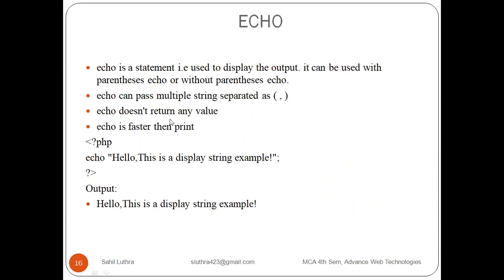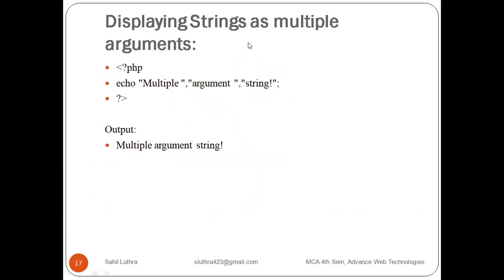And the last one is echo is faster as compared to print. If you use print in PHP, then it will give you the result in some time. But if you use echo in PHP, then it will give you a faster result. So we can say that echo is faster as compared to print.